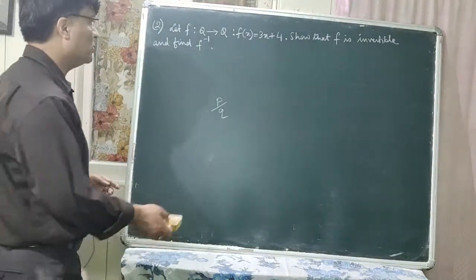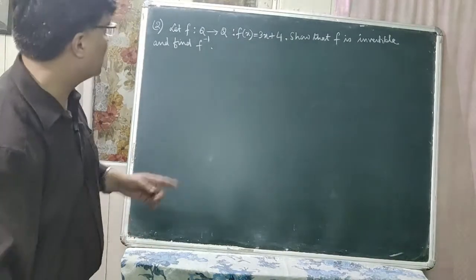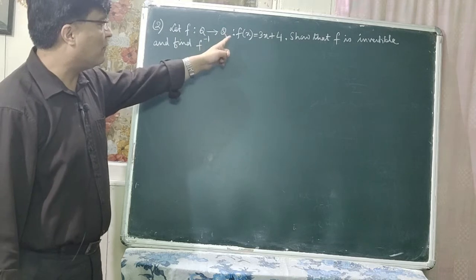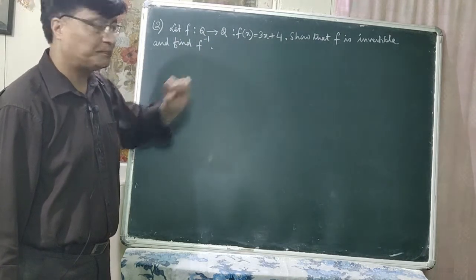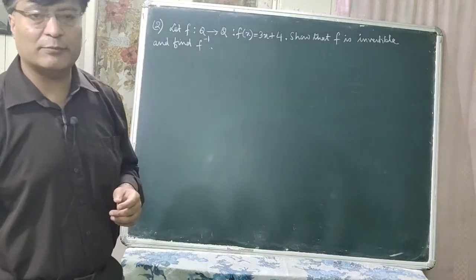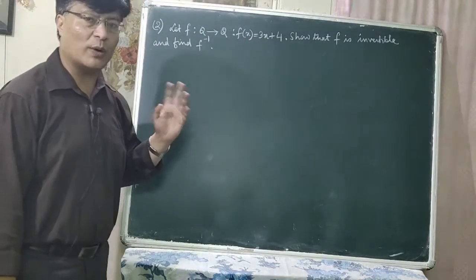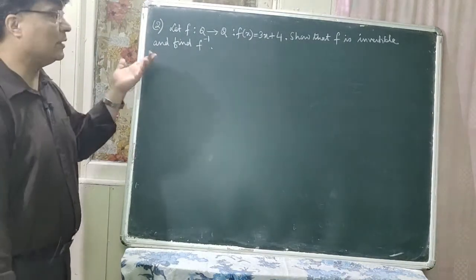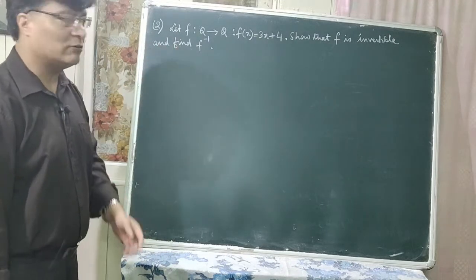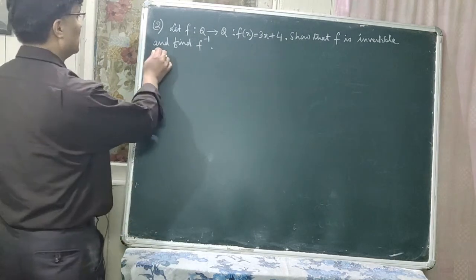Okay. So let us do this question now. Let f such that Q to Q, rational numbers to rational numbers, defined by f of x is equal to 3x plus 4. So that f is invertible. You have to prove that f is invertible. That means in this case also you have to show that the function f is 1-1 onto. Then only f is invertible. And hence you have to find out f inverse. So I think you have understood the question. So let us do the solution.